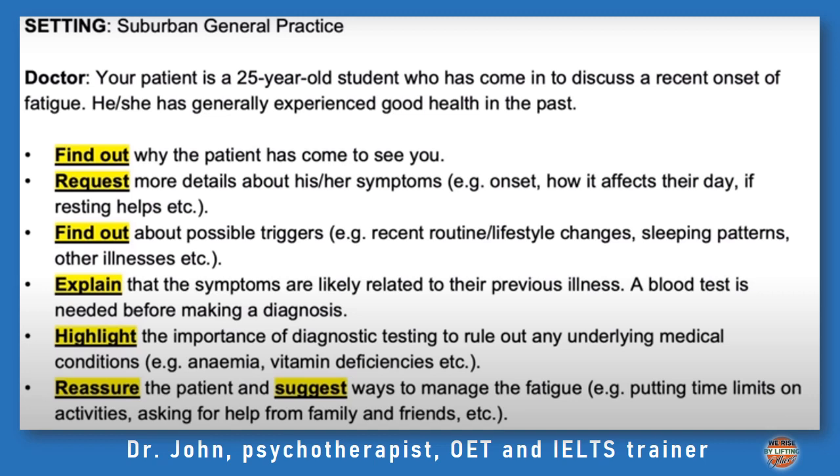So here is an example of a role play card. For each task there are important verbs. These important verbs tell you exactly what you need to do. For each of the tasks you can see that on this role play card, the important verbs are find out, request, explain, highlight, reassure and suggest. There are 7 of them.